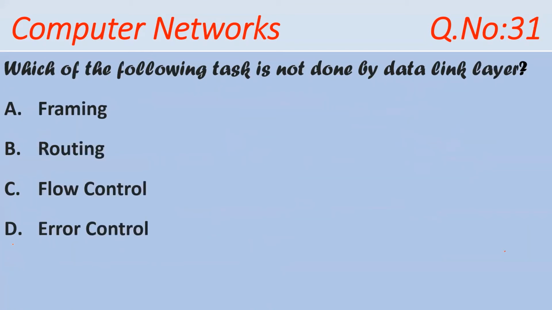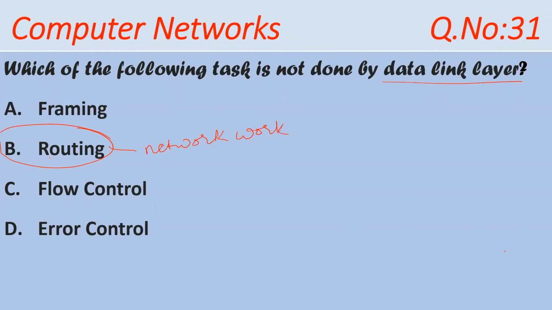Which of the following tasks is not done by the data link layer? The data link layer will not be doing the routing. It will do the framing, flow control and error control. All these are the responsibilities of the data link layer, except for the routing. The layer which will be doing the routing is the network layer, so it is not the responsibility of the data link layer.